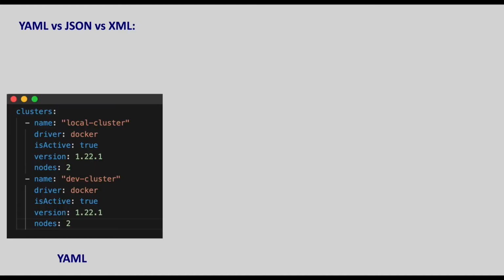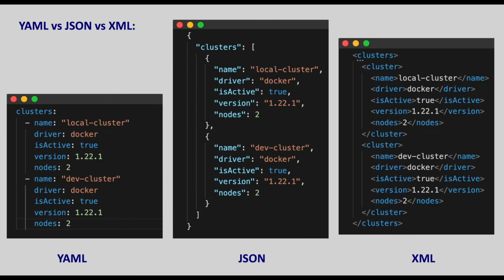This is the simple YAML file. The same content can be written in JSON or XML with different syntax. JSON uses curly braces and XML uses angle brackets, and YAML doesn't use any such special characters. Instead, it uses line separation and indentation. This makes the YAML cleaner, as you can see.